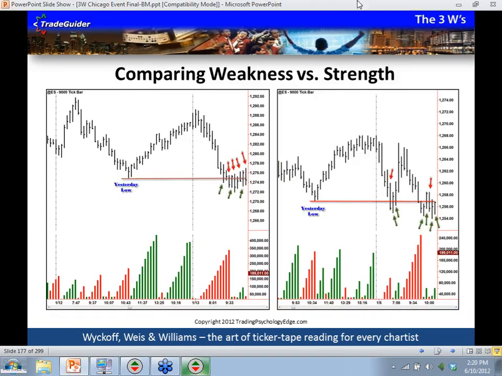So let's take a look at this, because I thought this can be confusing when you're using the Weiss wave. It was a little bit for me when I first started out. Here's two trades or 2 days in the market where very similar events occurred. We're at yesterday's low and yesterday's low, and we come down on good volume. One market goes up, the other one goes down.